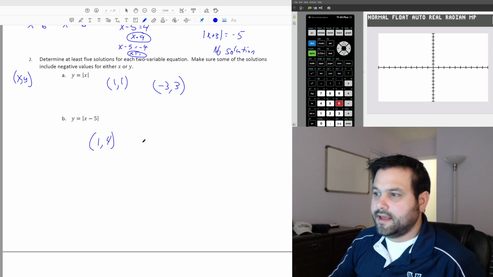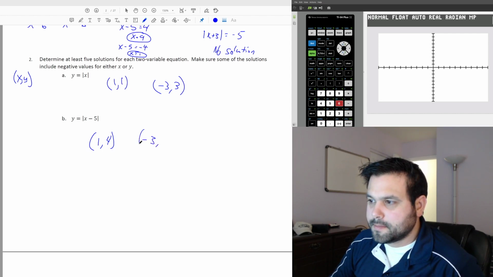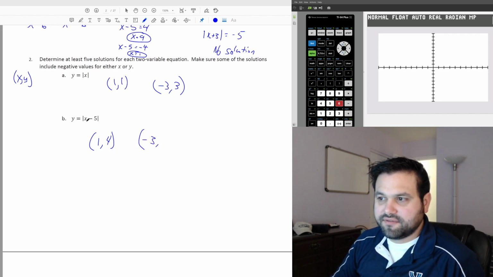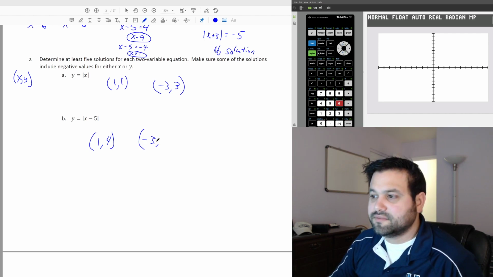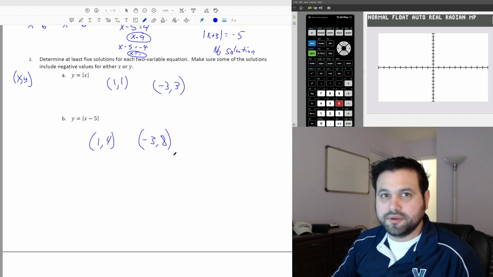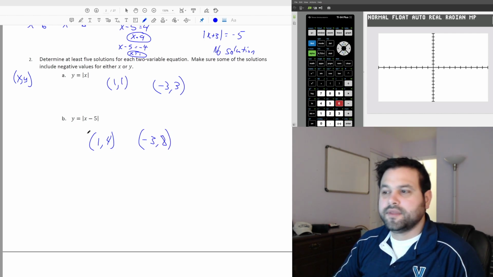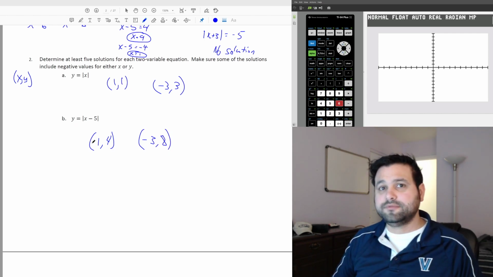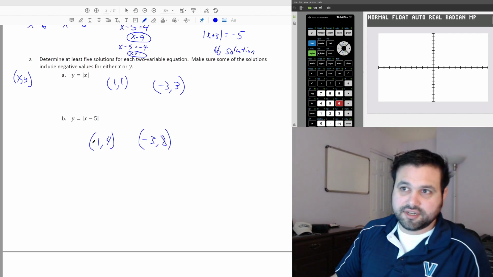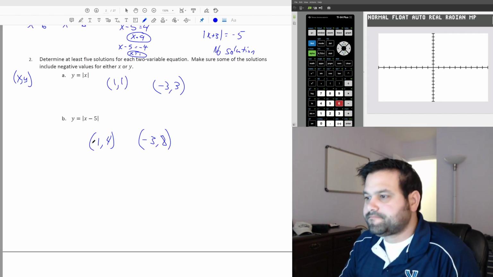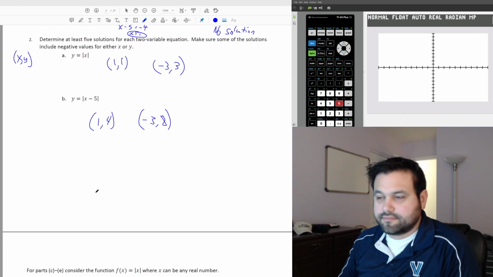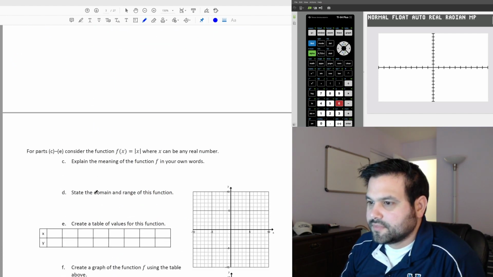Okay? And then if I use negative 3 as my x, plug negative 3 in, negative 3 minus 5 is negative 8. Absolute value of negative 8 is positive 8. So the y value would be positive 8, right? What we would output. And so that's essentially what the absolute value function is. It just outputs the absolute value of something. So you guys can come up with 3 more examples there.